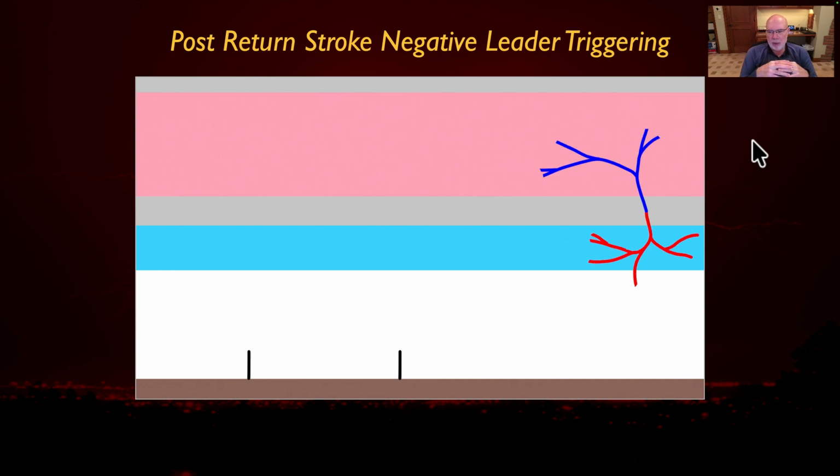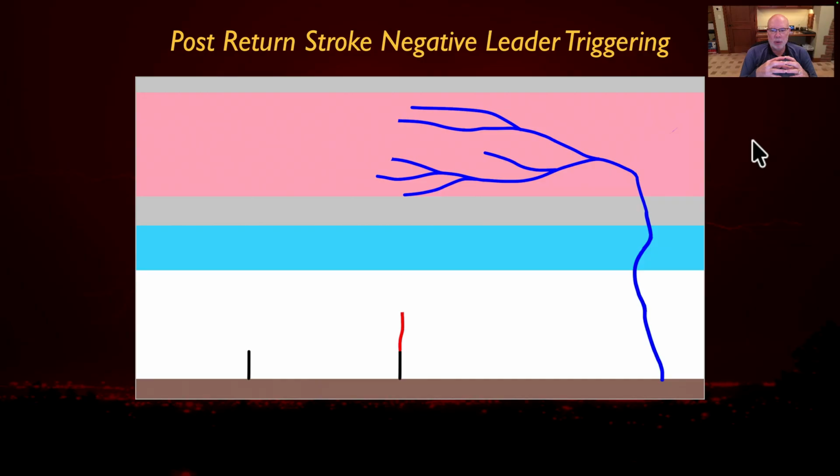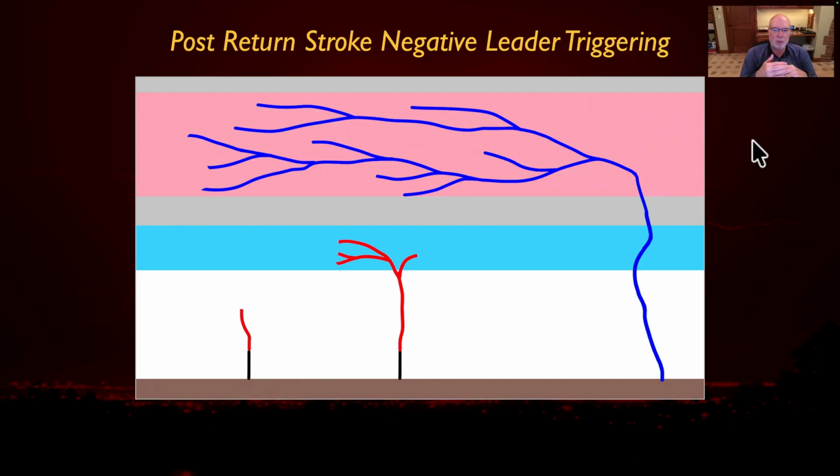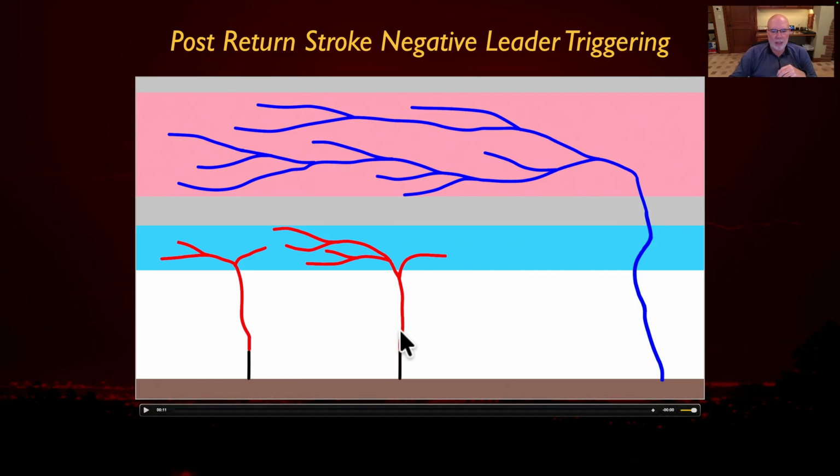Again, at the beginning of our bidirectional leader, there's the return stroke, but it does not trigger the upward leaders. It's the growth after the return stroke as they spatially travel over the towers. And again, typically you'll see the closer tower initiate first as the post return stroke negative leader extension moves closer to and over the towers.